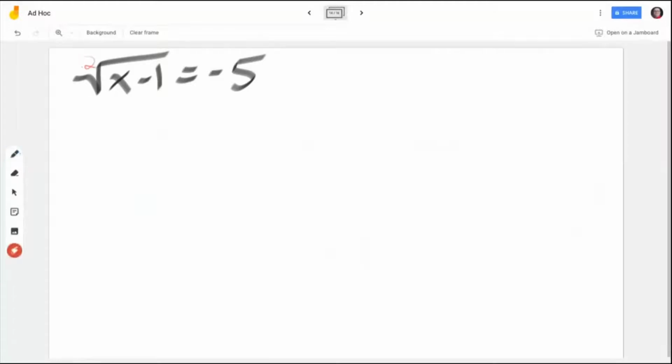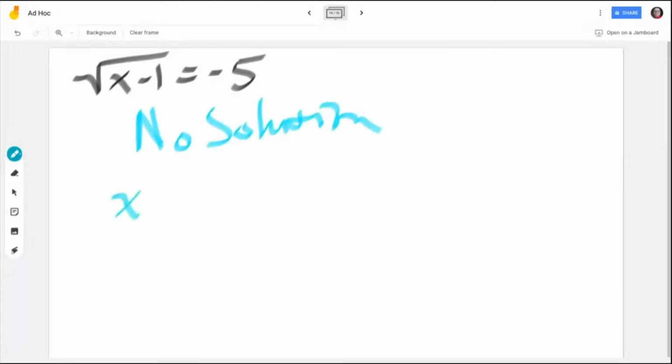It's an understood 2 here. And so there's nothing I can take the square root of that will give me a negative 5. So I know right off the bat, no solution. Now, if you went ahead and solved this, if you squared both sides and got x minus 1 is equal to 25, and then we subtract 25 from both sides, we get x.